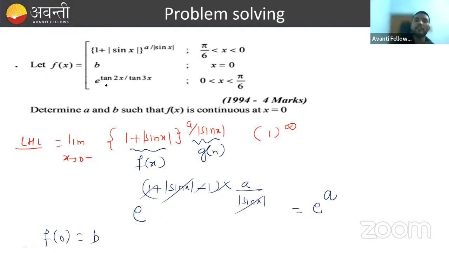Right? Now we need to find the RHL value. So what is 0 plus? It is e to the power tan 2x divided by e to the power tan 3x.